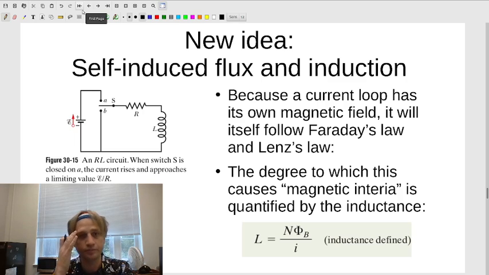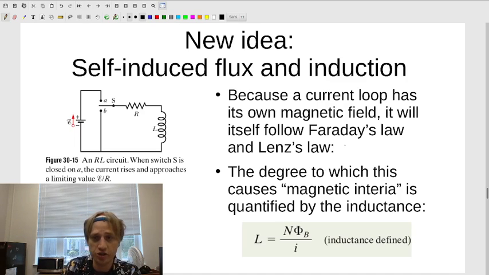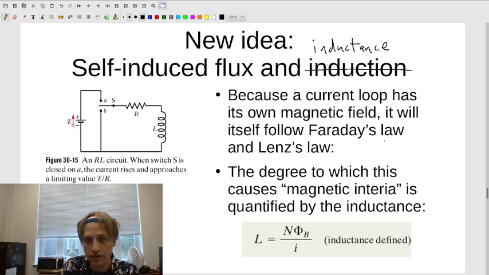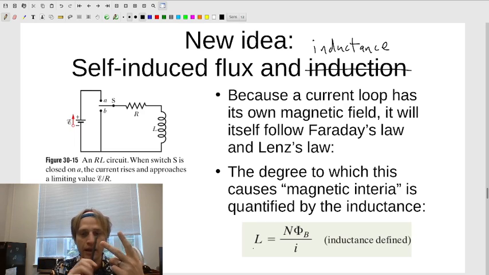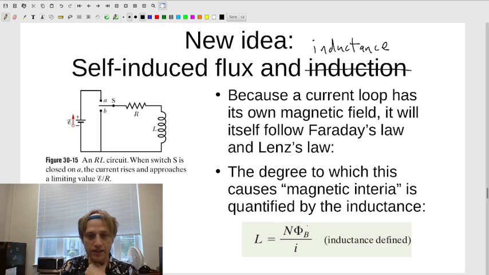Now, our last idea for this unit is the idea of self-induced flux and induction. I suppose I really should put here inductance. The idea of inductance is that it's a quality of the object in the same way that we already have talked about capacitance and resistance.